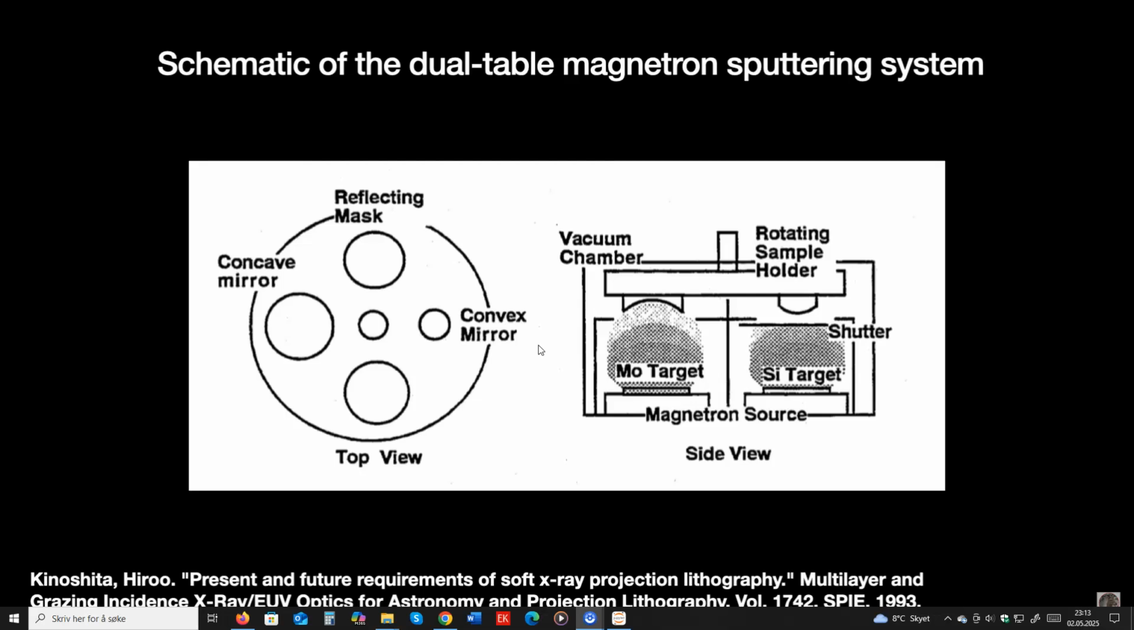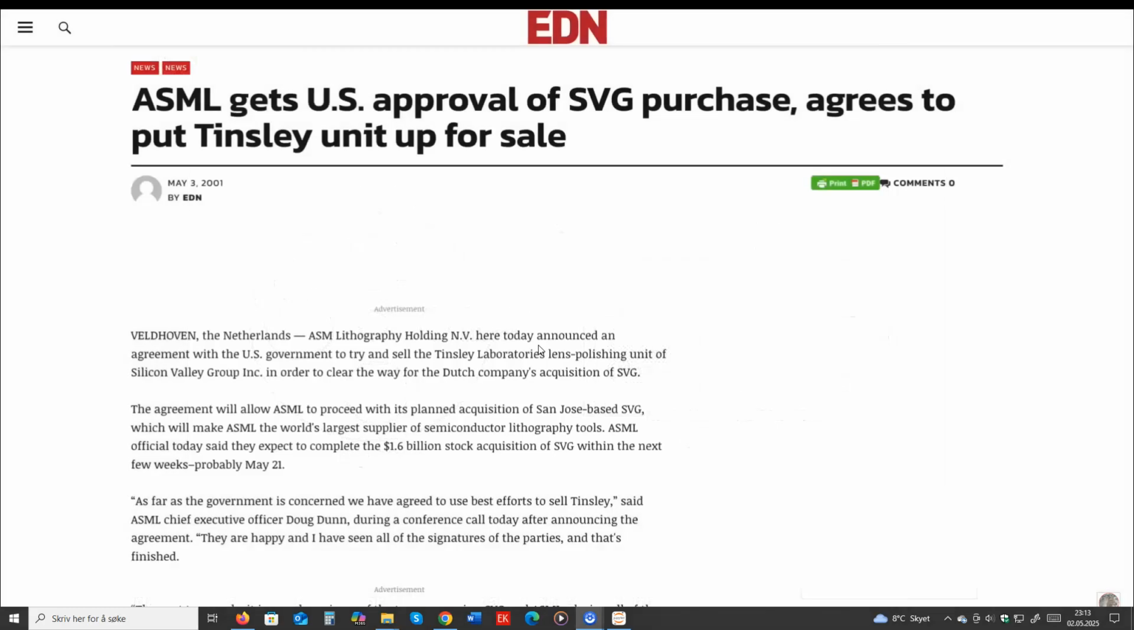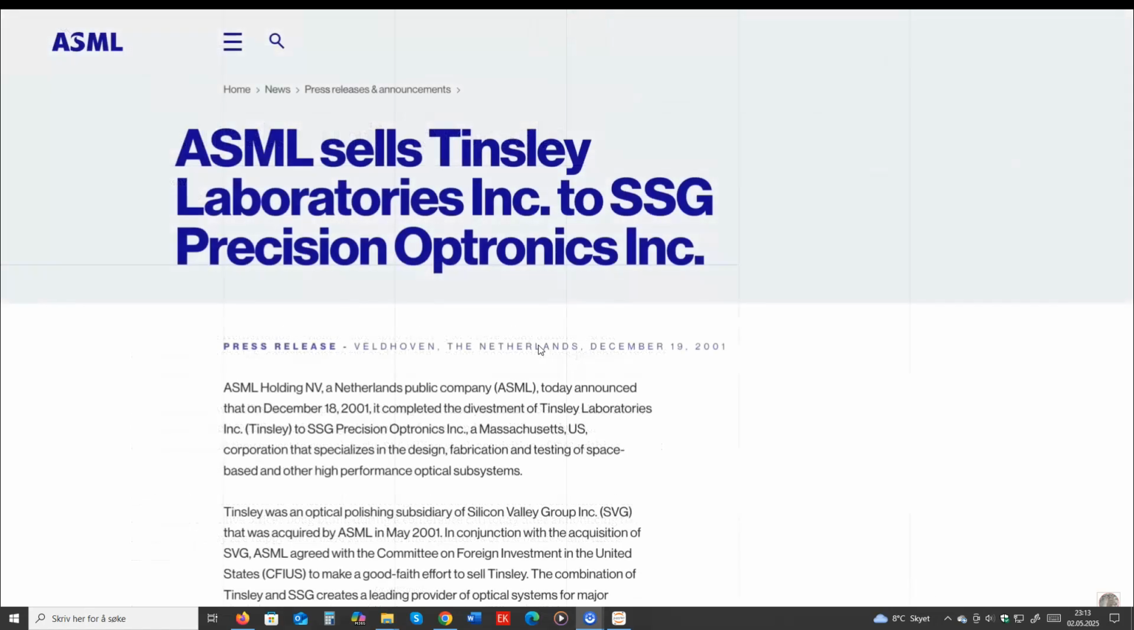For extra critical mirrors like the blanks used for the EUV photomasks, a different method is used. In 2001, Tinsley's parent company SVG was sold to the Dutch company ASML. Since Tinsley also made lenses for American military satellites, the interagency committee in charge of reviewing acquisitions, CFIUS, ruled that ASML had to sell off Tinsley to an American buyer. In December 2001, Tinsley was sold to SSG, an American producer of precision lenses. They move off the project and, it seems like Carl Zeiss, ASML's traditional optics producer, takes over.